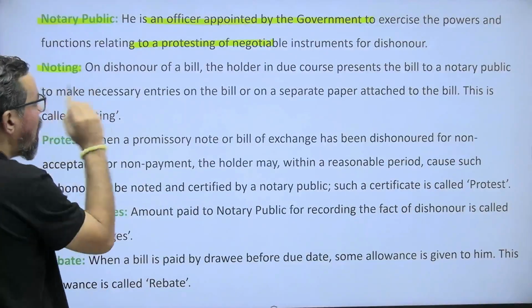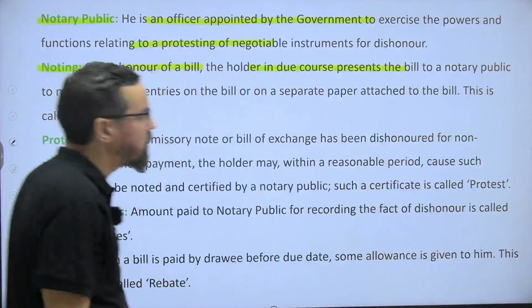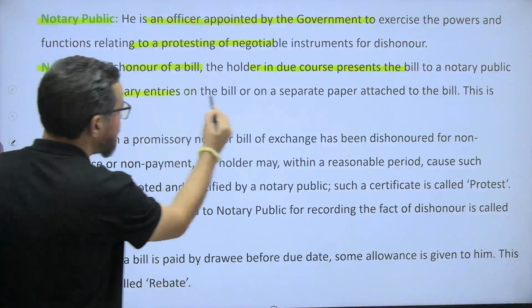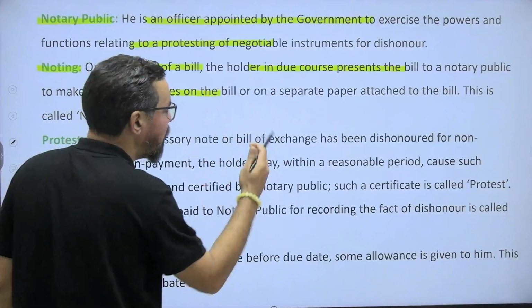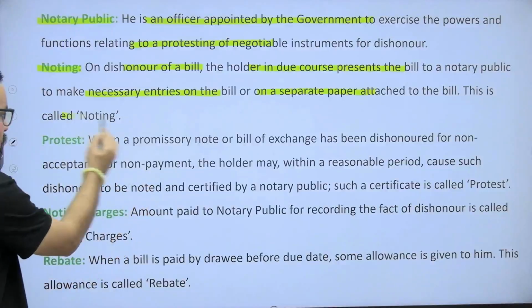Noting is, on dishonor of bill, the holder in due course presents the bill to a notary public to make necessary entries on the bill or on a separate paper attached to the bill. Okay, that is called noting.